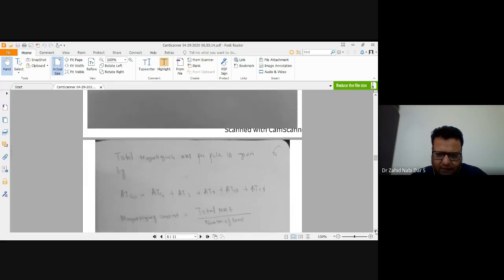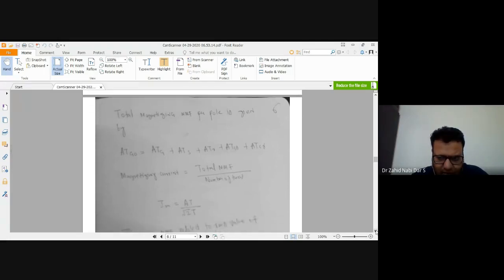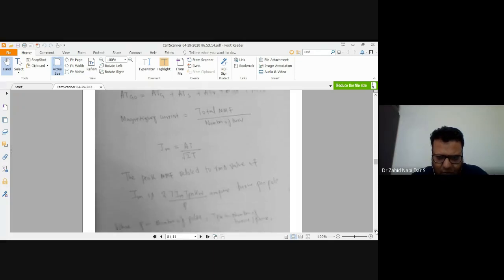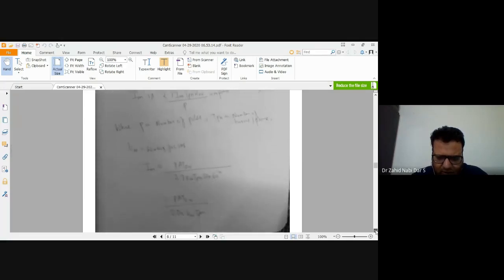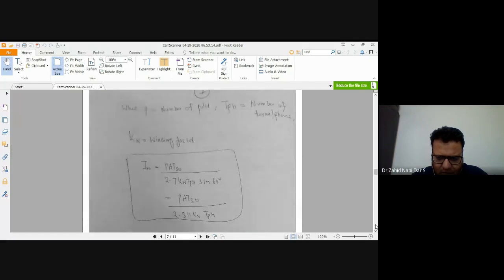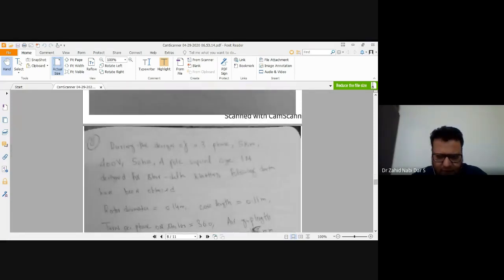So total magnetizing MMF per pole is again given just like in the transformer. Yes, Rajat. Magnetizing current is total MMF divided by number of turns. So 80 divided by root 2T. So the peak MMF related to RMS value is given by this empirical formula, and we substitute in the empirical formula. So we get this value. IM is equal to P8060 into 0.427 TS by KW. Then we looked at this problem.